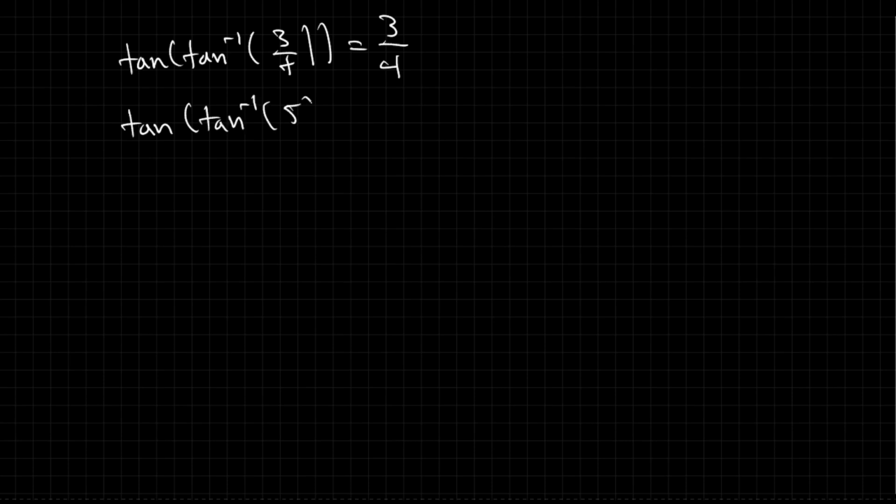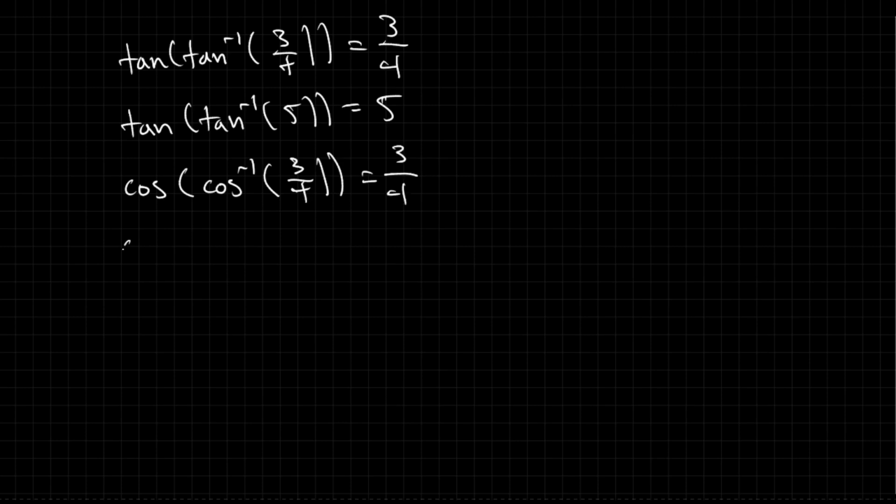More specifically, tan of tan inverse of 3/4 is equal to 3/4, but also tan of tan inverse of 5 is equal to 5 because the domain of the inverse tangent function is all real numbers. And then finally, the situation for cosine inverse is exactly the same as for sine. If you wanted to do cosine of cosine inverse of 3/4, then this would be equal to 3/4. But if you wanted to do cosine of cosine inverse of 5, then this is undefined.